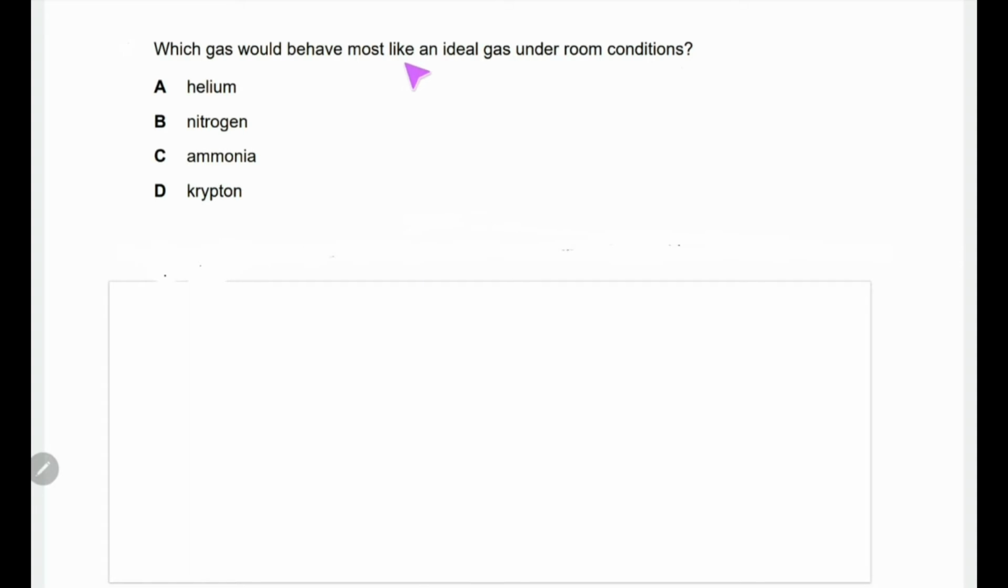Which gas would behave most like an ideal gas under room conditions? Okay, ideality of a gas. Ideality is inversely proportional to two factors. One is denoted by A, which is the coefficient of attraction in the gas, and the other is denoted by B, that is the bigness constant or size of the molecule. Both these factors are inversely proportional to the ideality of a gas. If a gas has strong attractive forces, it is less ideal. If a gas has a large molecular size, large molecular volume, it is less ideal.